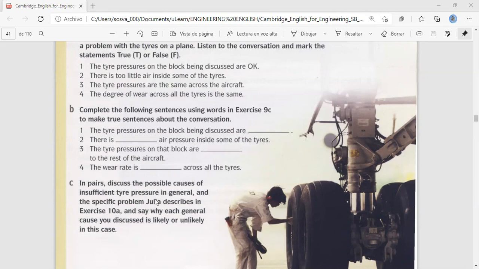And well, it says in here, discuss the possible causes of insufficient tire pressure in general and the specific problem Julia described in the last exercise. Now, why do you think it happened? I want you to think about the cause of the problem. The consequence was that the tire pressure was well down. But why? Which factors do you consider contribute to the block of tires being well down?